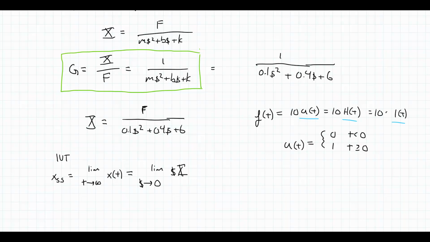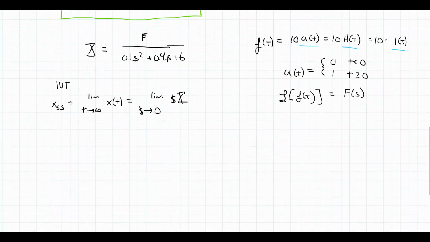Now, if I take the Laplace transform of f of t, well, I've been calling it F of s, but now I can be more specific because I know what f of t is. I want the Laplace transform of 10 times u of t. Well, that is equal to 10 times the Laplace transform of u of t or h of t, depending on which table we're using.